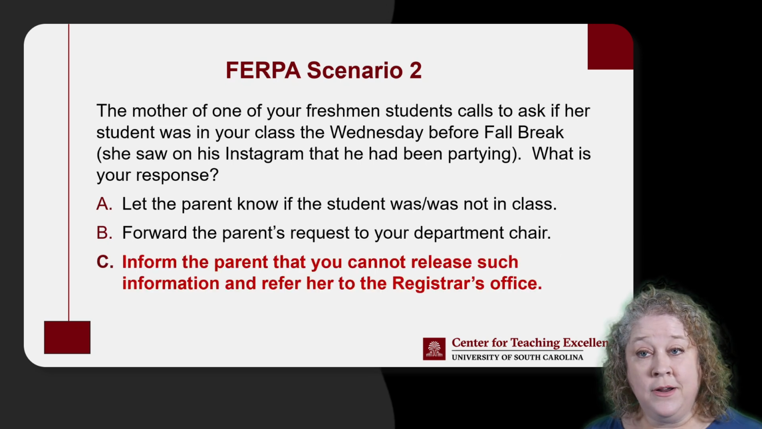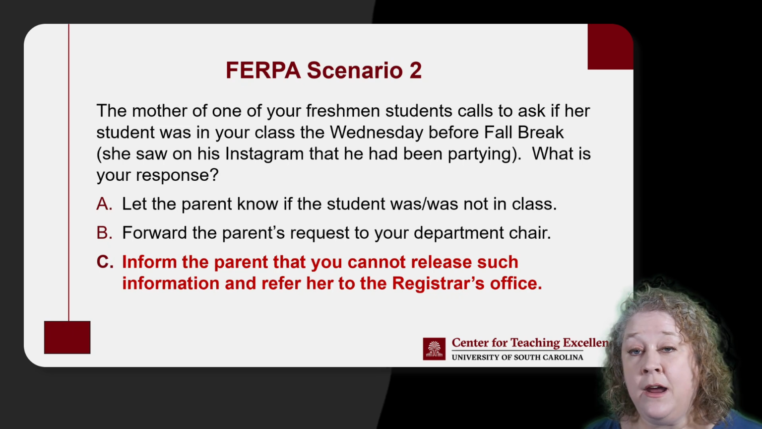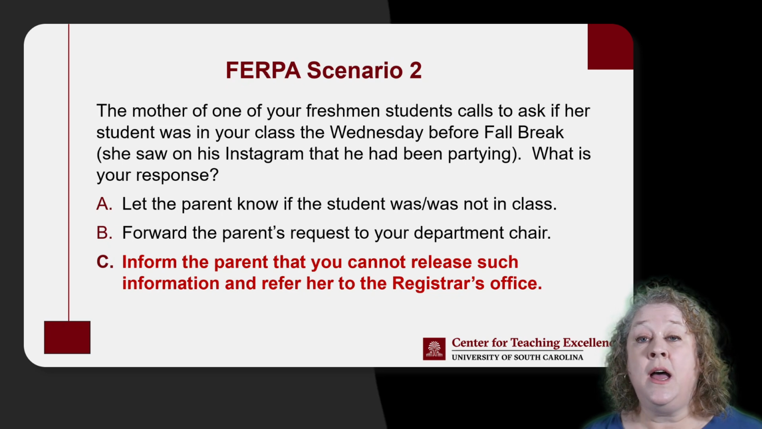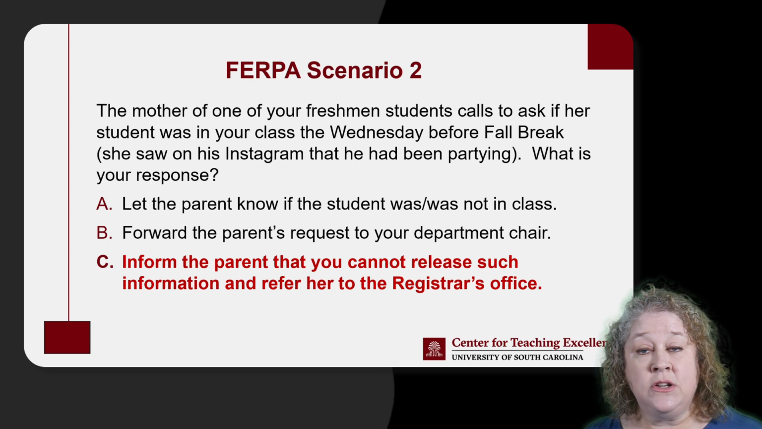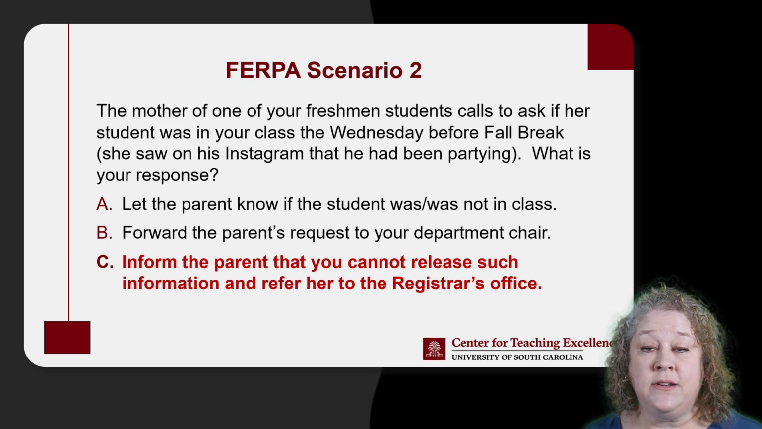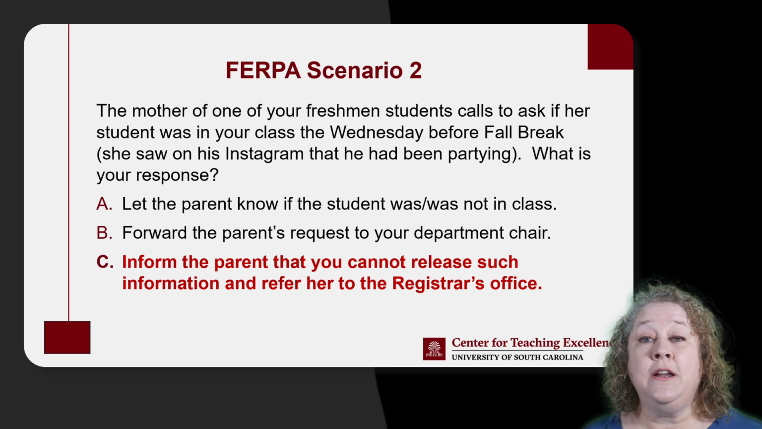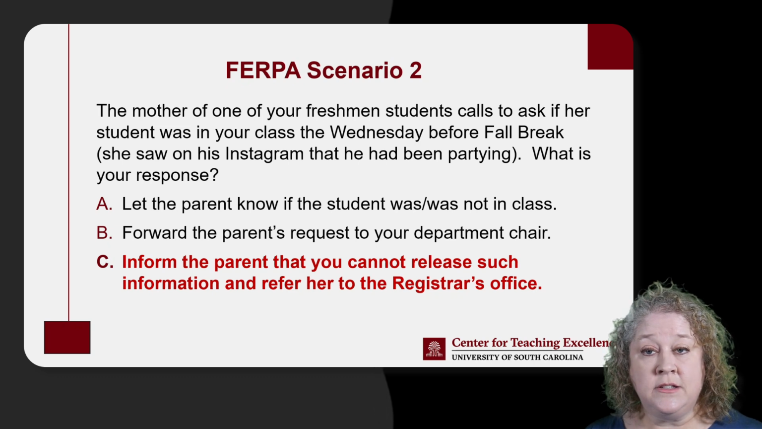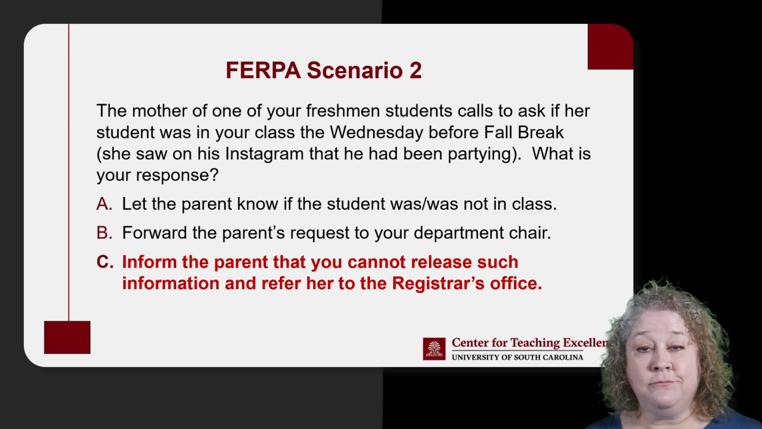Hopefully you remember that even though it's the parent, you still cannot release that information of where the student was, if they were in your class, attendance records, unless the student has filed consent or the parent has filed the legal affidavit. So you may say, how do I know? What you then do is say, I'm sorry, I cannot give out that information. If you feel that you should be given access, that you have perhaps the legal affidavit on file, you can contact the registrar's office, but I cannot give out that information. These happen on a regular basis.